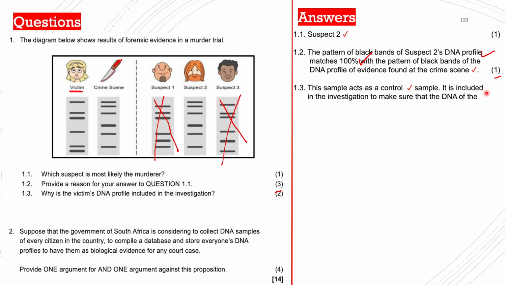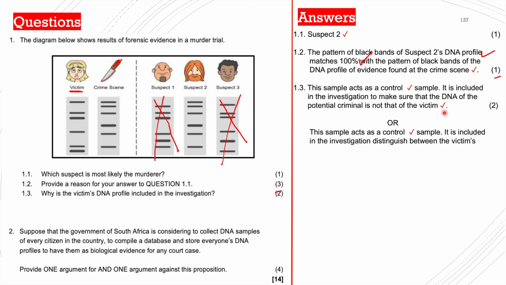It is included in the investigation to make sure that the DNA of the potential criminal is not that of the victim, just like we discussed in the previous slide. Or you can say this sample acts as a control sample. It is included in the investigation to distinguish or differentiate between the victim's DNA and the suspect's DNA.